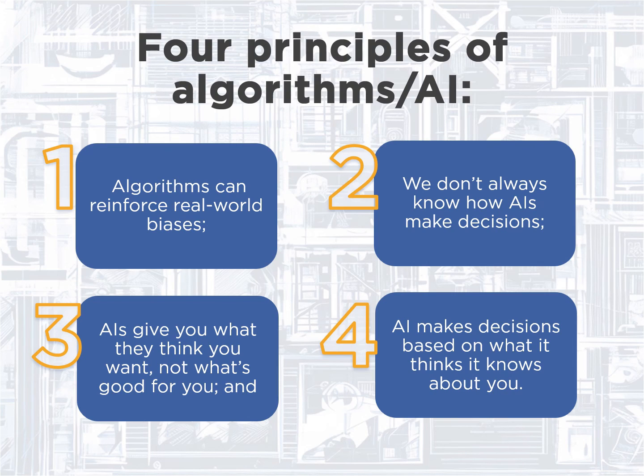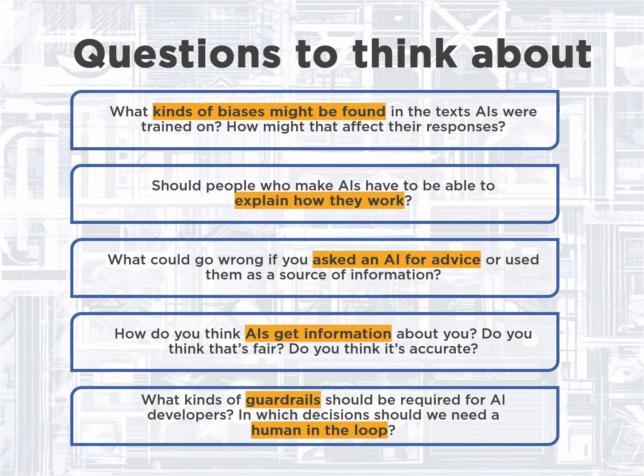Now that we understand algorithms and AI a little better, let's go back to the 4 principles we covered. Algorithms can reinforce real-world biases. We don't always know how AIs make decisions. AIs give you what they think you want, not what's good for you, and AI makes decisions based on what it thinks it knows about you. Keeping those in mind, here are a few questions to consider.